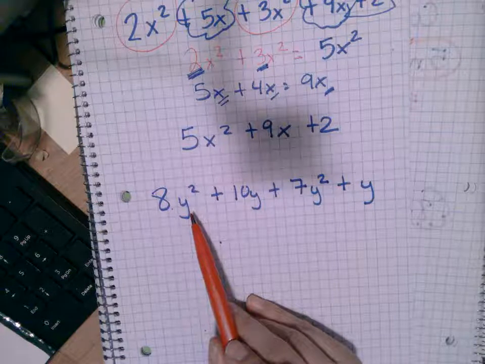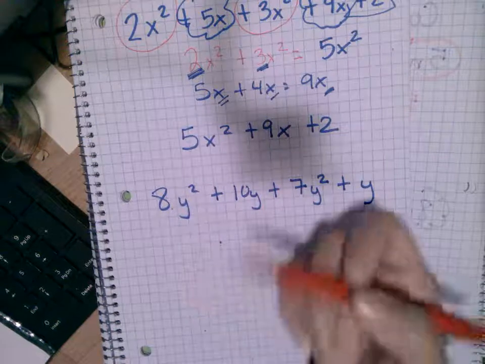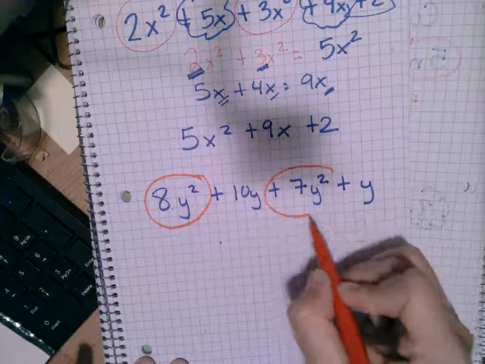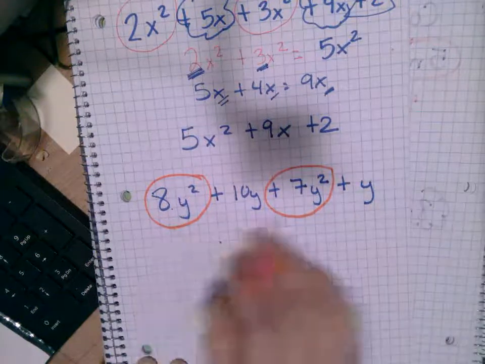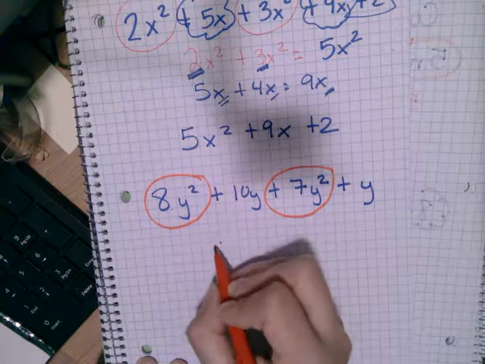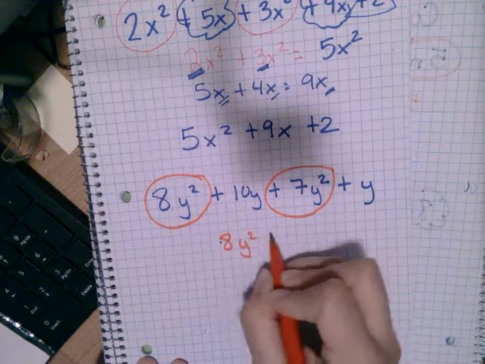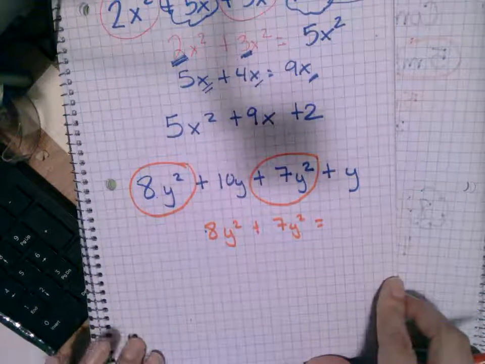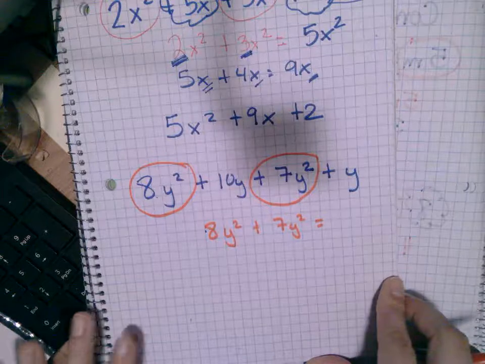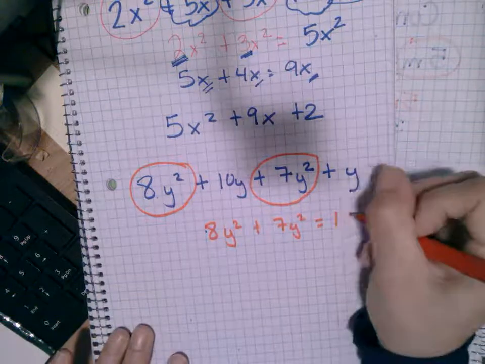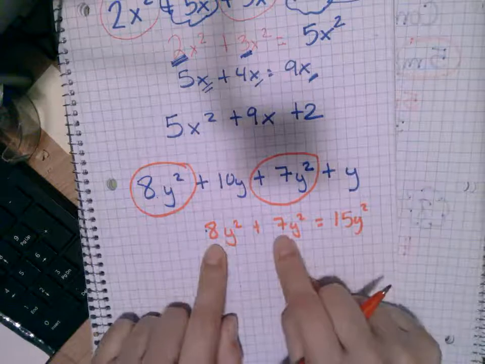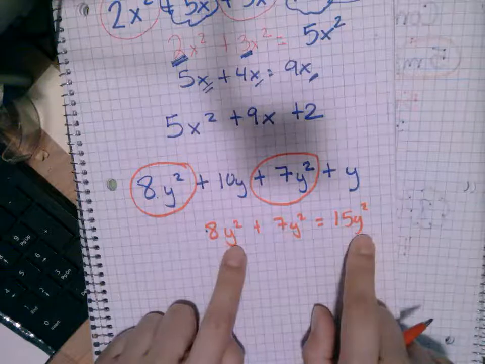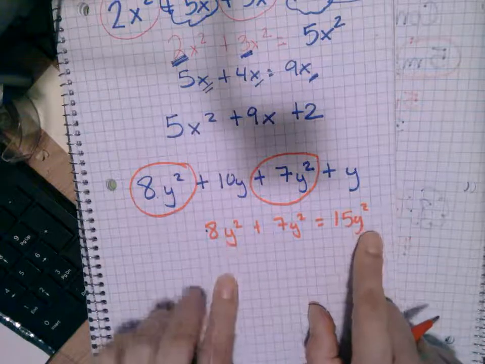If we have time, probably tomorrow, I'll show you more. Sorry, I can't do it today because of time, but tomorrow I will. So I'm going to put these two together because they both have a y squared. So 8y squared plus 7y squared is equal to, does anybody have an idea? 15y squared. Yes, 15y squared. So we add the big numbers. They're called coefficients. We add the coefficients, and the variable and exponent stay exactly the same.